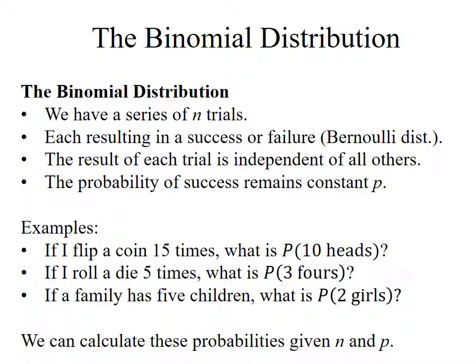Every single trial must be independent of all the other trials, so one doesn't influence the other one, and the probability of success of each trial remains a constant. There's some p, some number which tells us the probability that each trial will be a success.